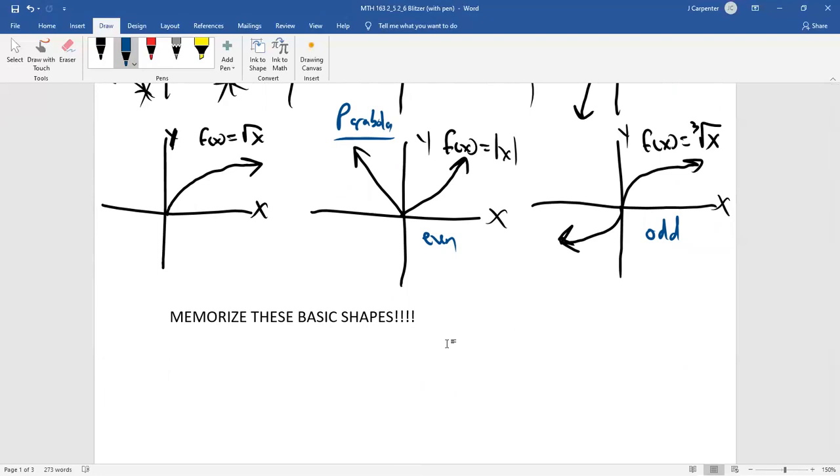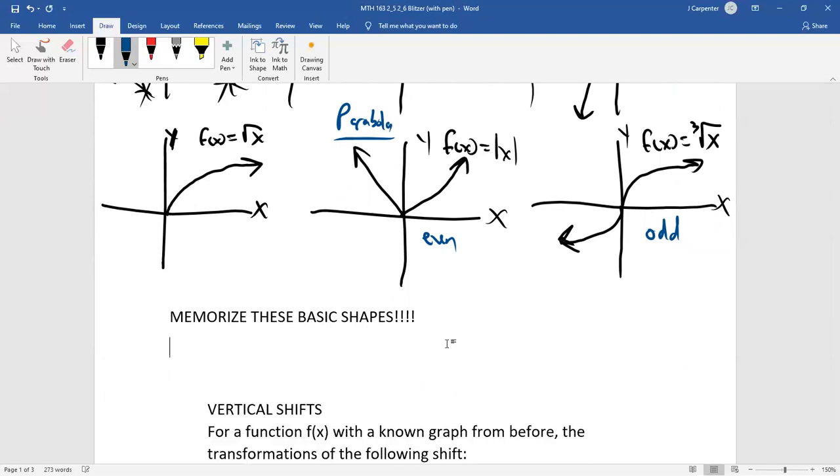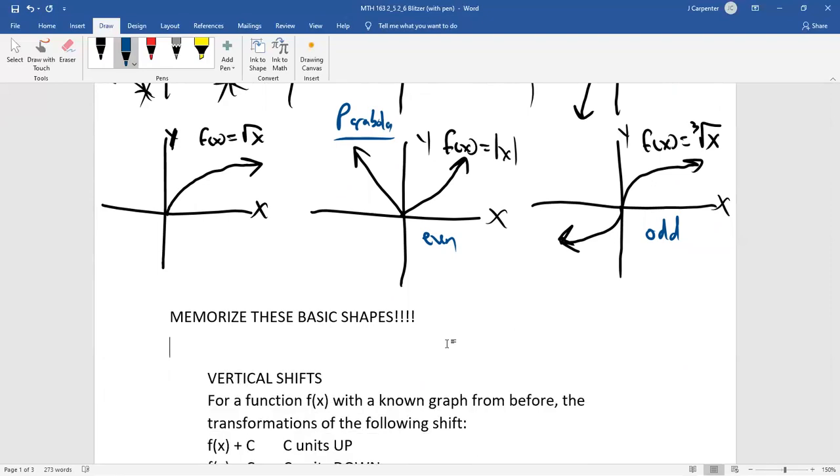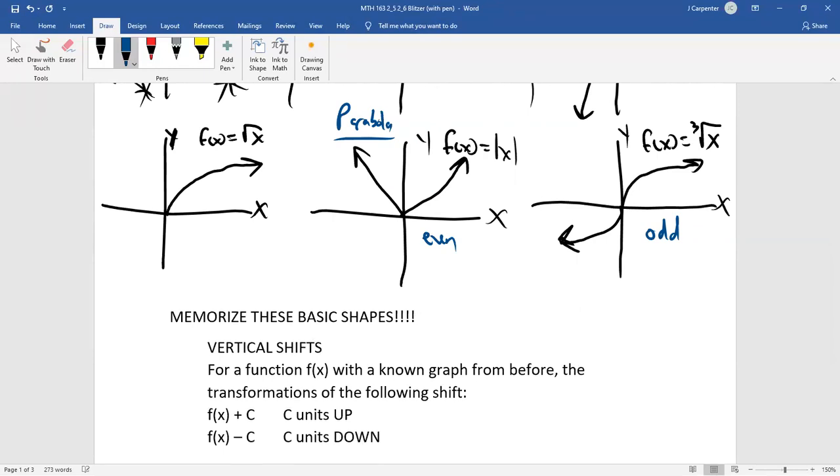All right, so what are we going to do with these? Like I said, we're going to move these shapes left, right, up, down. Maybe left, maybe right, maybe up, maybe down, maybe left and up, maybe right and up. Just depends on the problem. And let's just deal with one concept at a time. First, let's deal with the concept of a vertical shift, where we're just going to take these basic shapes and move them only up or only down. Now you're never going to move them up and down because that would be redundant.